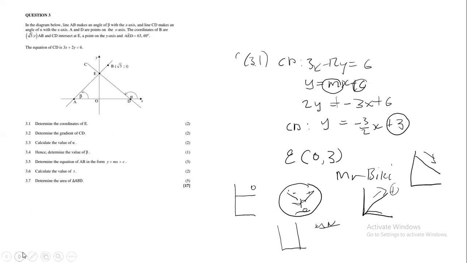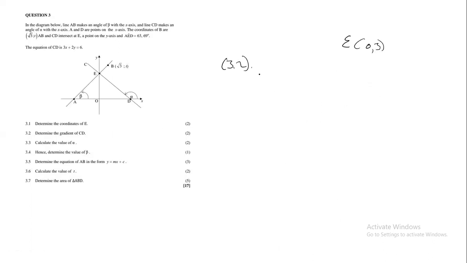So that means for this question, which is 3.2, I'm going to say the gradient of CD in this case is equal to -3/2. That's how you answer question number 3.2. So what I do, guys, is I try to elaborate on the basics before I give you the solutions. So I hope you all understand why I am moving like this. So this will be number 3.2.